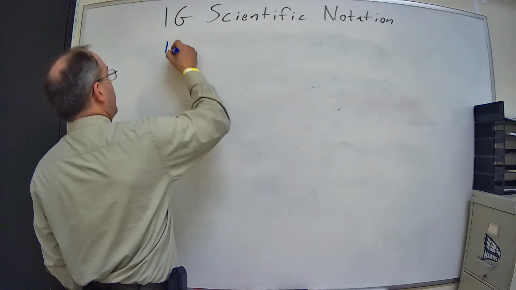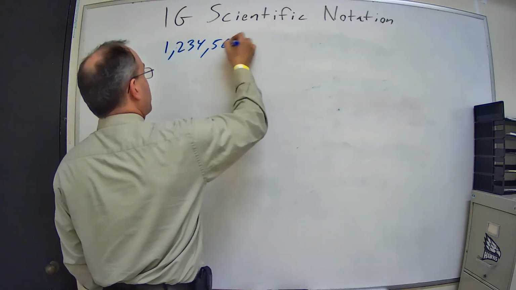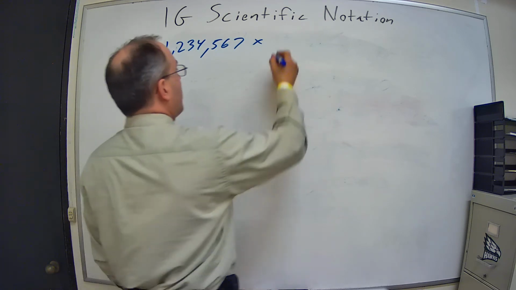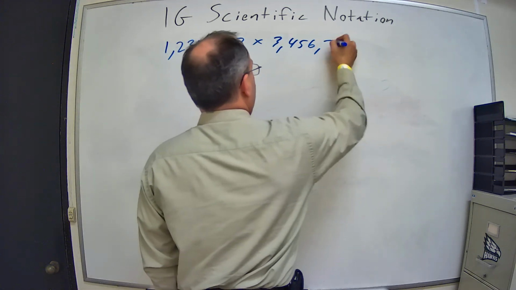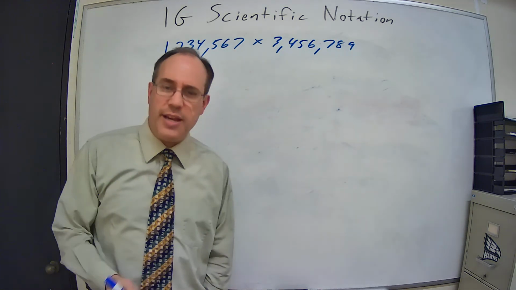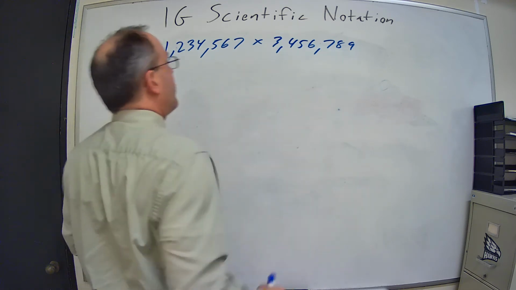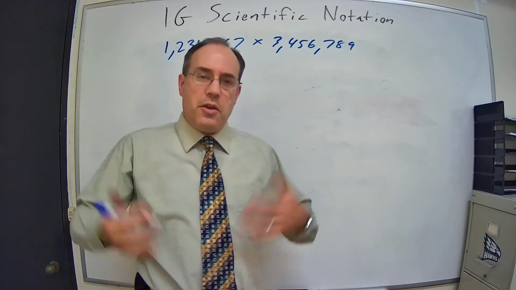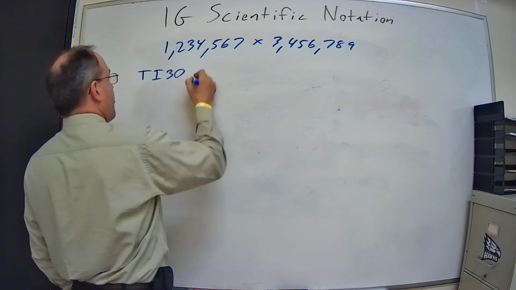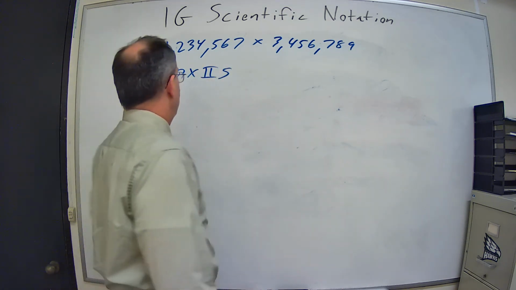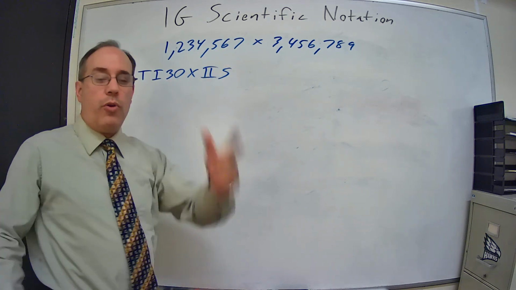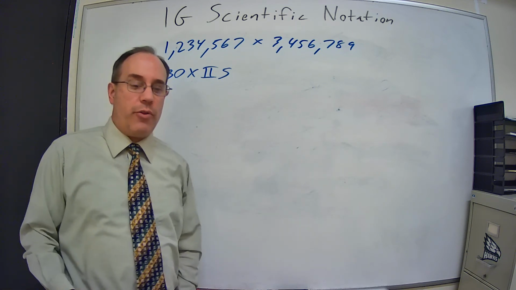What if I have 1,234,567 times 3,456,789. So if I have that number and I plug it into a calculator. So first thing, if I plug that into a TI 30X2S, that's a calculator that I actually recommended to you, right? TI 30X2S, what will that show me? Well, that's going to show me the following.